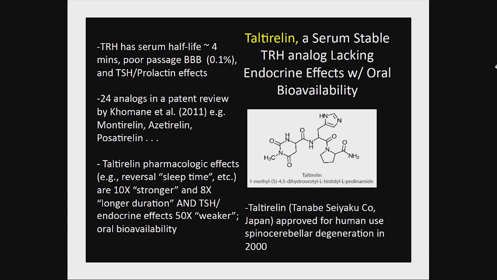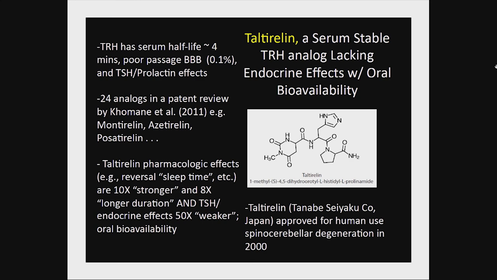And they state that it has the same sort of therapeutic potential as TRH, decreased anesthesia sleep time, et cetera. But it's 10 times stronger, 8 times longer, and with 50-fold less endocrine effects. And it's approved in Japan. It's also orally bioavailable, which is important to know. And it's approved for human use for treatment of spinocerebellar degeneration. That's a genetic disease that causes ataxia and loss of motor function.